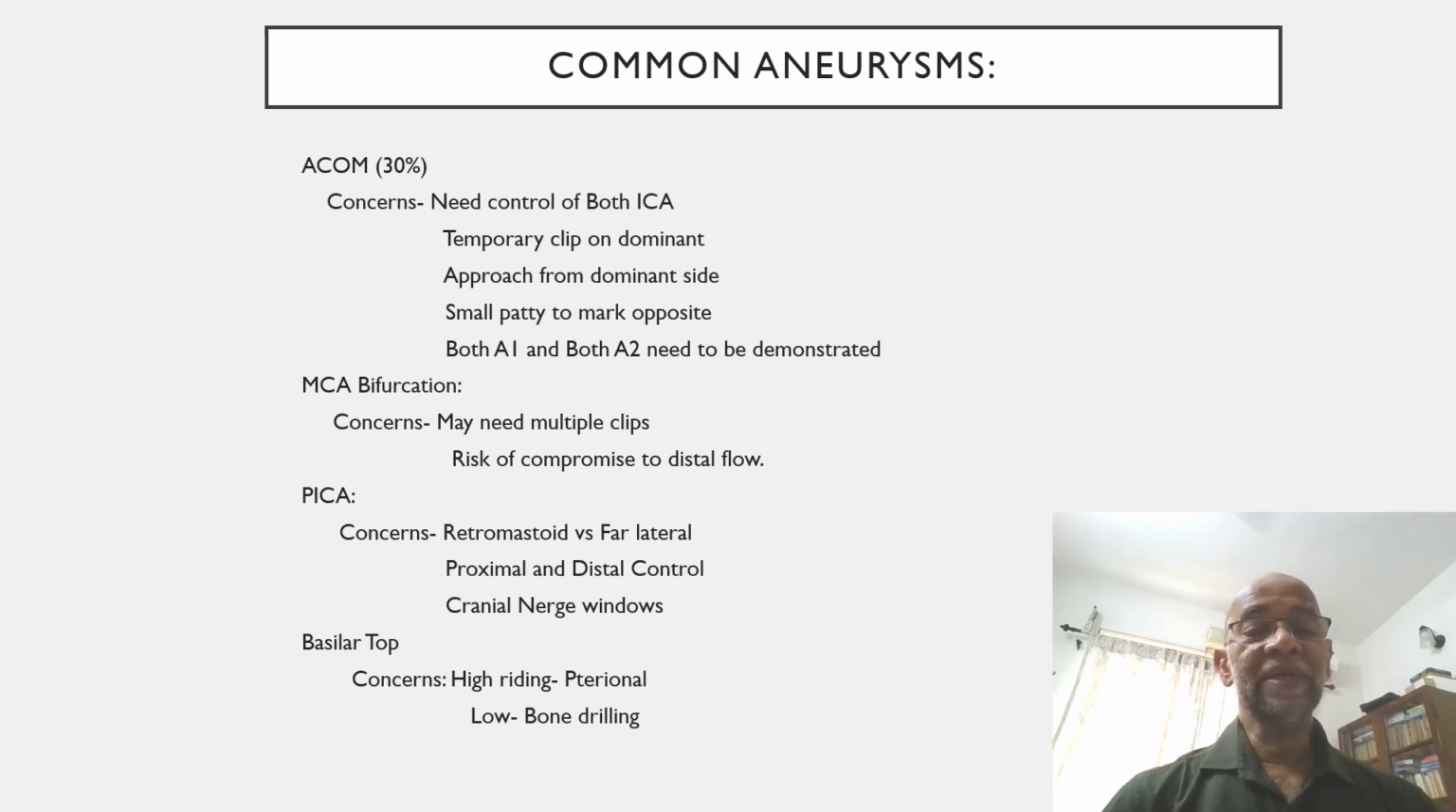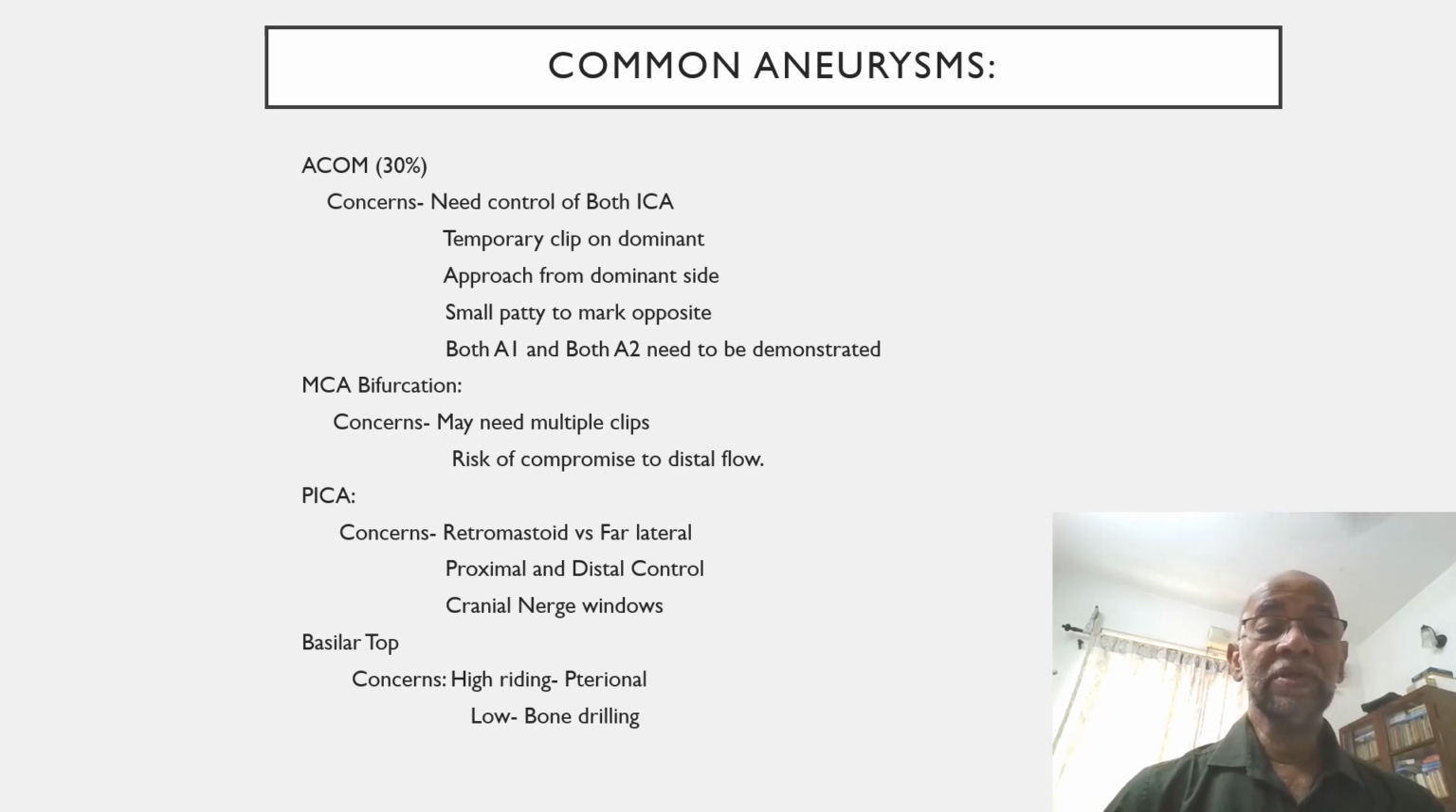ACOM or anterior communicating artery aneurysms are among the commonest. The concern, as we already discussed, is that you need bilateral ACA control, even if one ACA seems to be very small or atretic on imaging, it often provides significant flow. And if you have a rupture and you don't have both the ACAs under control, you can have a catastrophe. Both A1s and both A2s must be demonstrated before clipping is attempted.